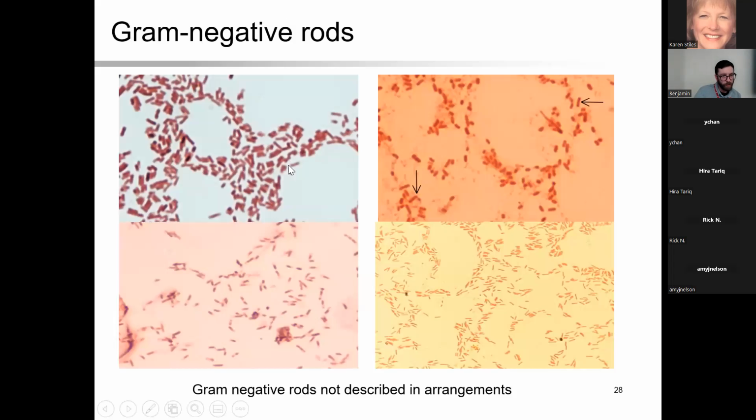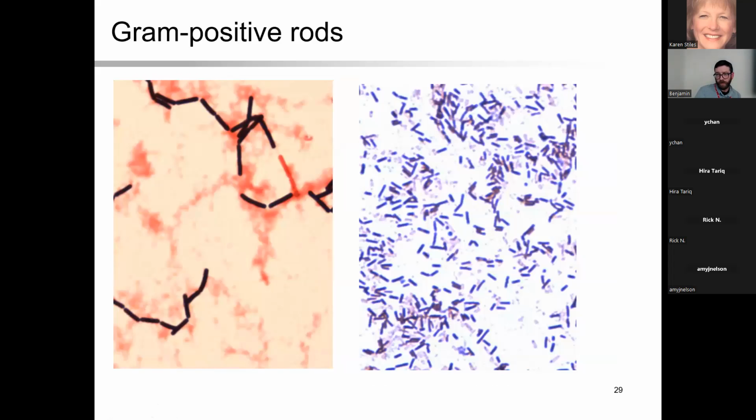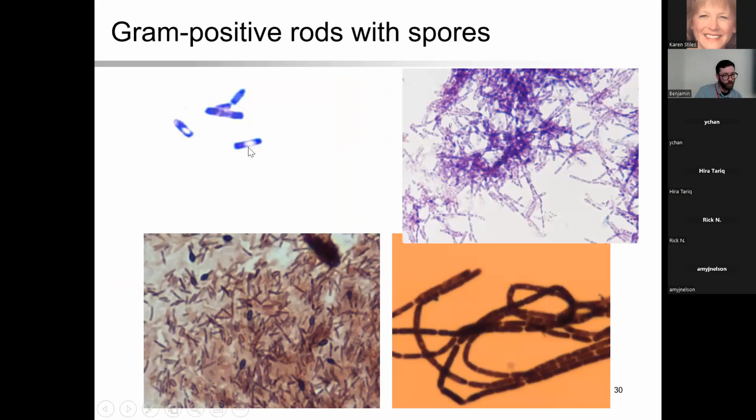So here are gram-negative rods. And we don't usually put these into arrangements. We don't say gram-negative rods in chains. We just say gram-negative rods. Here's our gram-positive rods. Pretty obvious there. Here's gram-positive rods with spores. You can see how obvious that spore is in there. This one's a little harder to see, but it's there. And then these here, and some of these in here, it's kind of hard to tell.